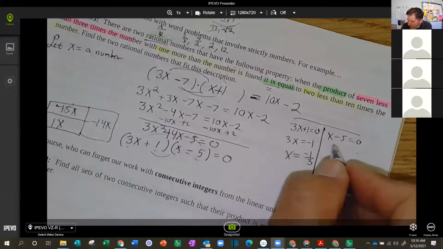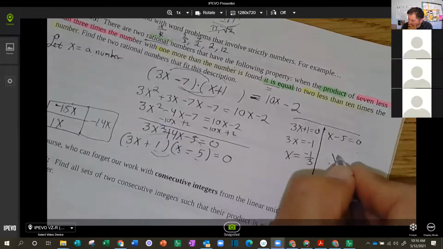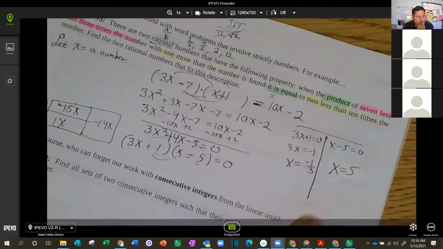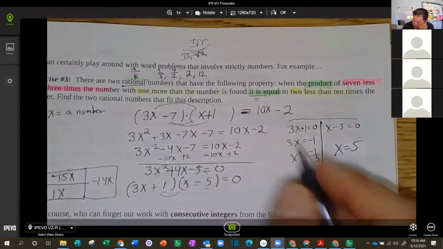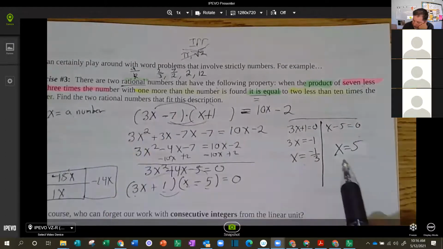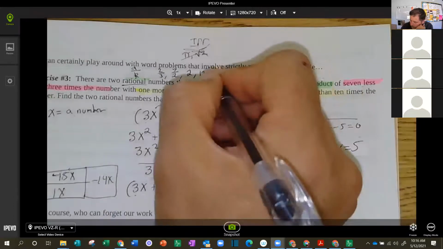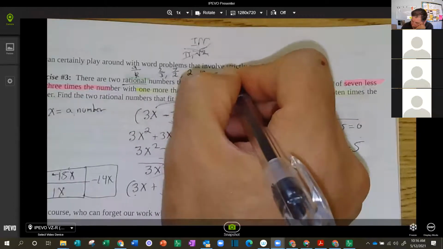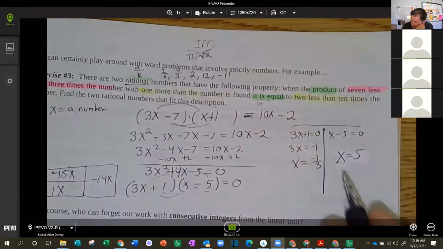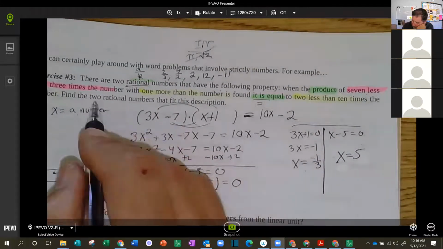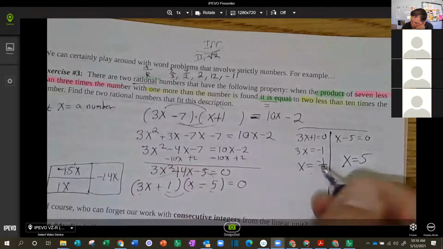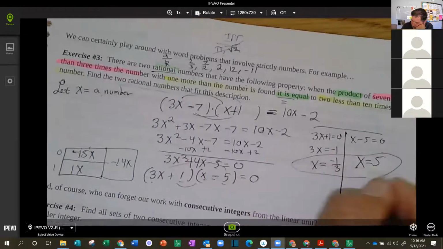I was just going to solve for this. It's going to be x equals 5. You all see that? And that's the only number -5. All right, so we have our answers. And we look back at the problem. This is rational numbers. These are both rational numbers. Oh, they could have been like -11. Don't forget that the rational numbers can be negative or positive. Find the two rational numbers that fit this description. These are the answers to the question.